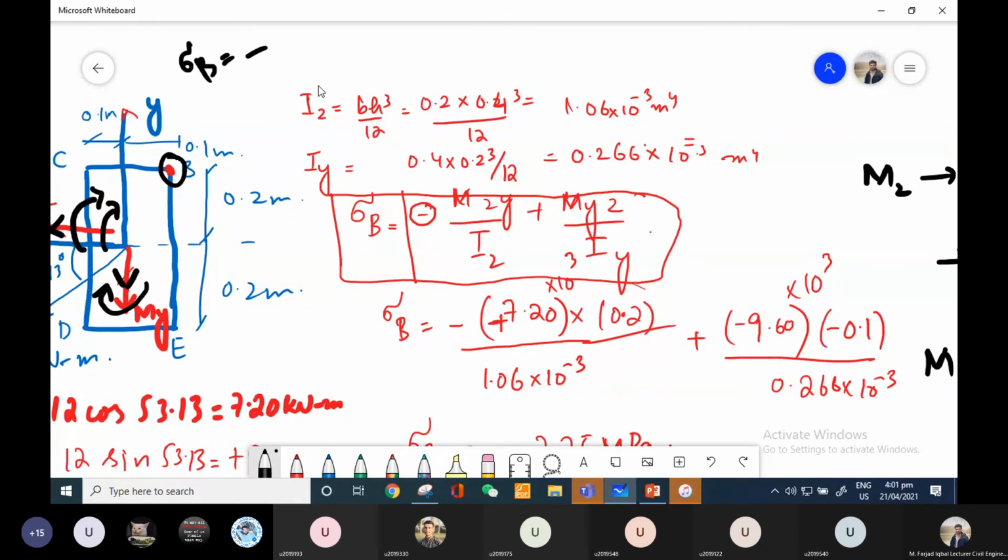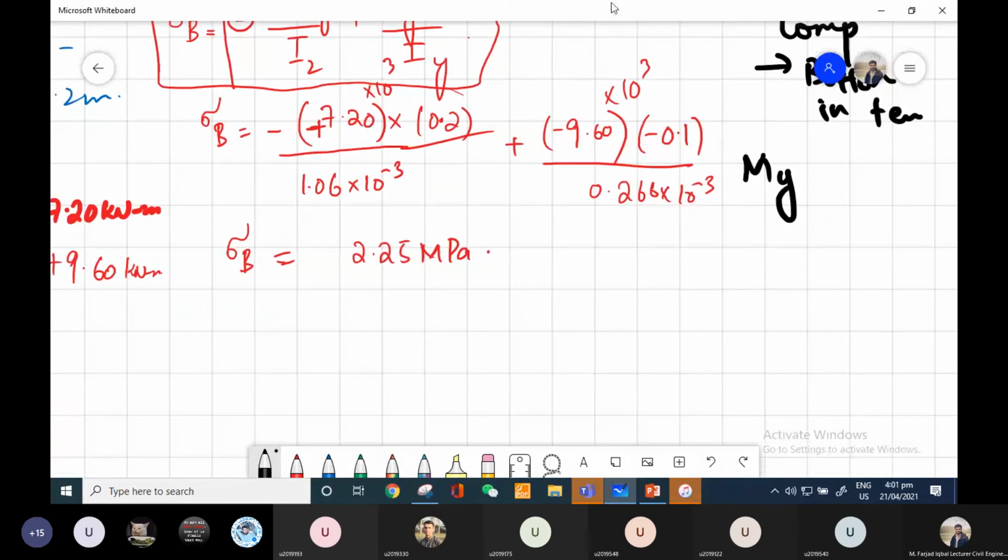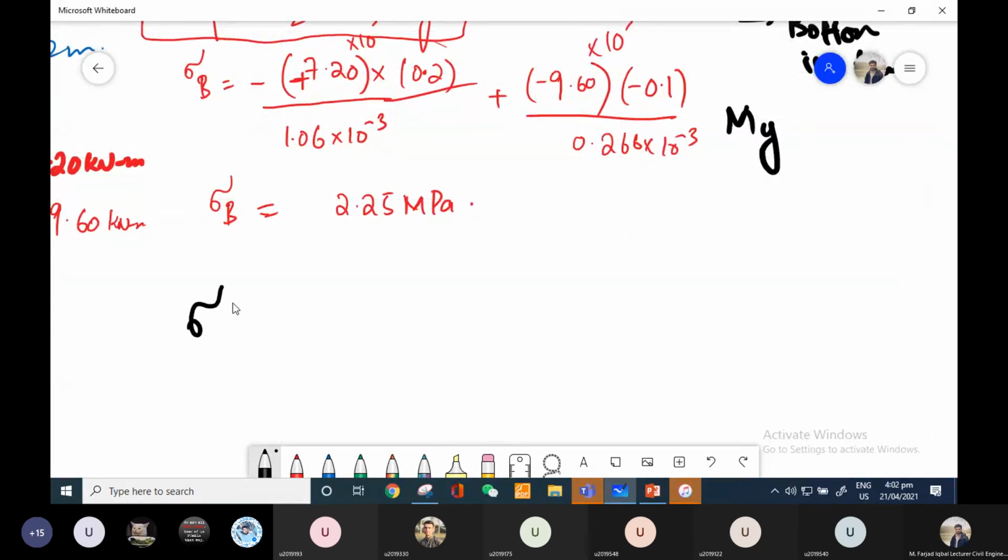Any confusion about this one? Negative sigma z, because I know that due to Mz, my top section is in compression, so I'm taking a negative sign with sigma z. And what about sigma y? Will it be positive or negative? Positive, sir. So I will have positive sigma y. So if I calculate again, now in this one, I don't have to worry about the signs of my y and z. I can directly get the answer.